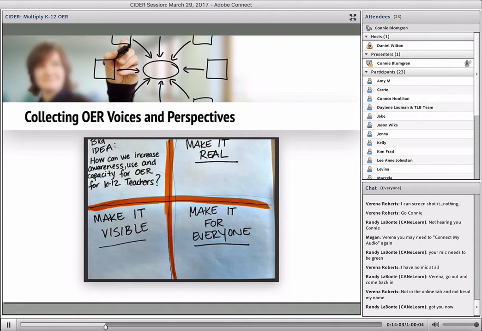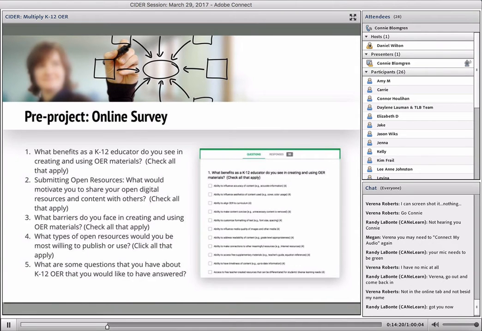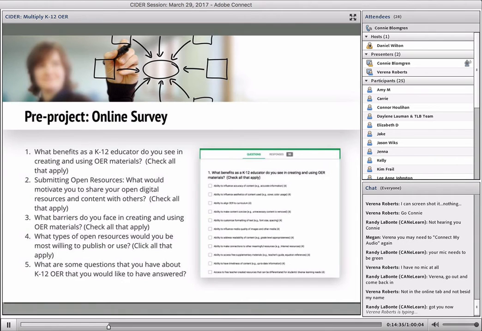So we wanted to make sure that we collected the voices and perspectives of K-12 teachers. And with that, we wanted to make sure that it was real and visible and for as many educators as possible. We had a very short timeline. We only had 6 months, essentially, to go from assembling the team, figuring out what we were going to cover, interviewing all these different people, and then assembling it either in a video or the podcast.